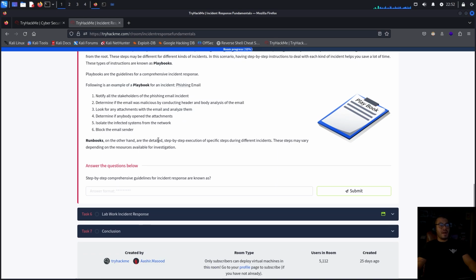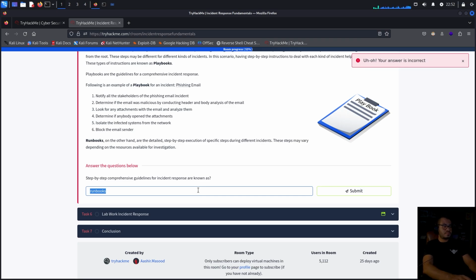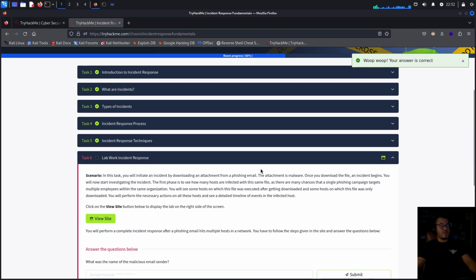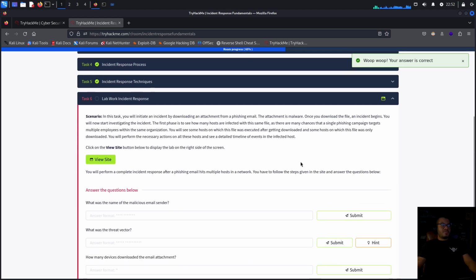Runbooks, on the other hand, are the detailed step-by-step execution of specific steps during different incidents. These steps may vary depending on the resources available for investigation. A step-by-step comprehensive guideline for incident response is known as a runbook. What? Oh, it will be playbook. The other one is for the execution. So, lab work, incident response, right?